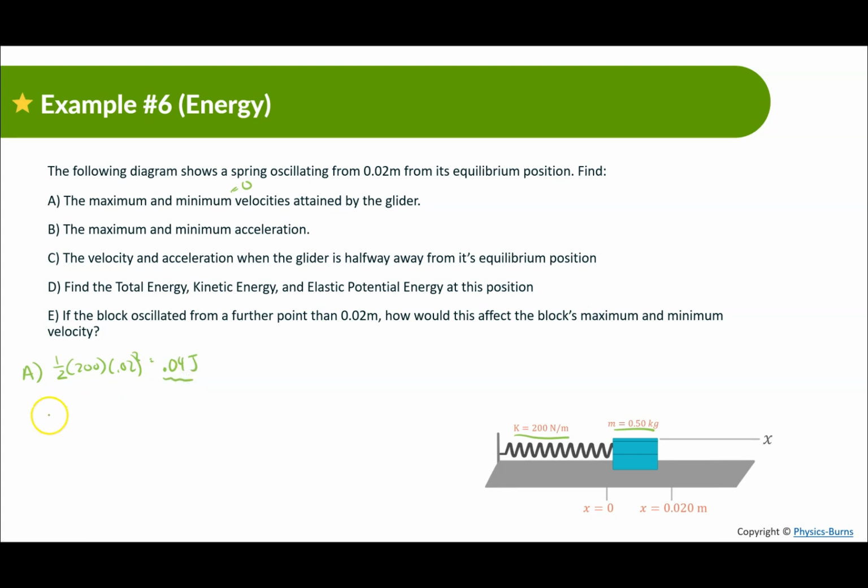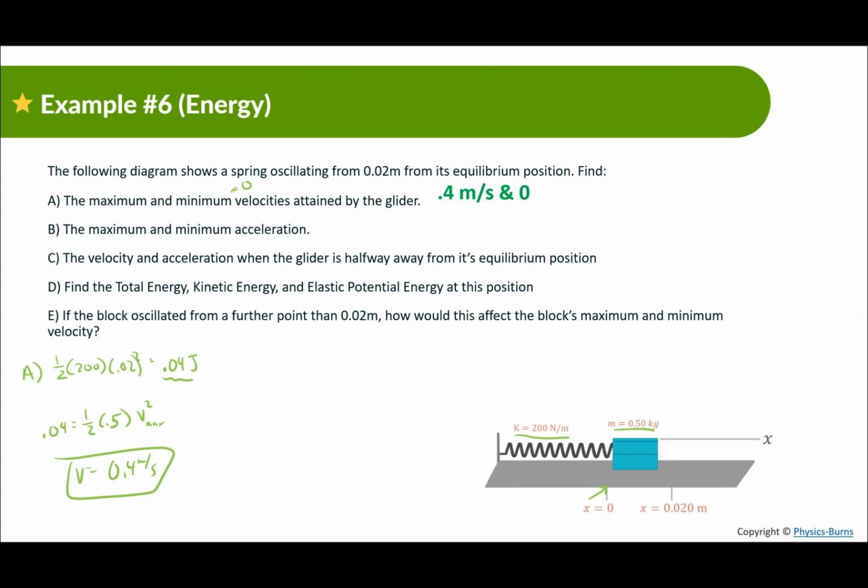Okay, I'm going to use that now to find the maximum velocity. So 0.04, that's the total energy, is going to be equal to 1/2 the mass, 0.5, velocity squared. And that velocity is going to give us the max velocity, because I'm saying all of the energy is going to be kinetic energy, and that's going to be at the fastest point, the equilibrium. Now let's find what that is. So 0.04 times 2 divided by 0.5, square root, and I get 0.4 meters per second. So that's the fastest: 0.4 meters per second and 0.